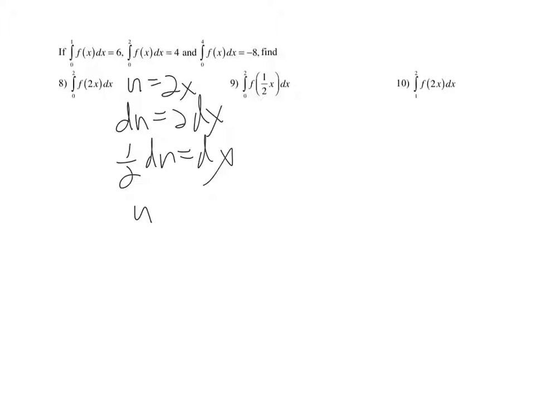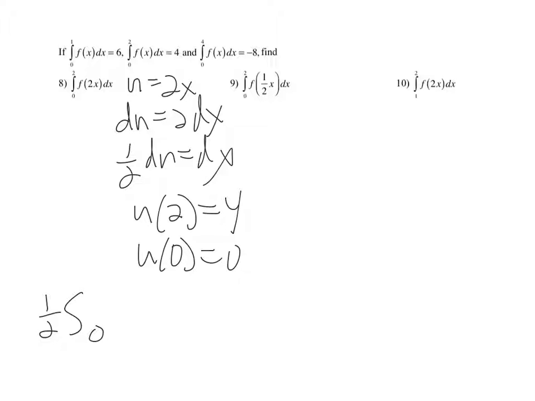If we change our bounds, u of 2 is 4. U of 0 is 0. So what I'm going to integrate is 1/2 times the integral from 0 to 4 of f of u du. And they're telling me, if I look up here, from 0 to 4, f of x dx. Remember, the x's are dummy variables, the u's are dummy variables, so those don't matter. This is telling me that this area is negative 8. So this whole thing becomes 1/2 times negative 8, which is negative 4.